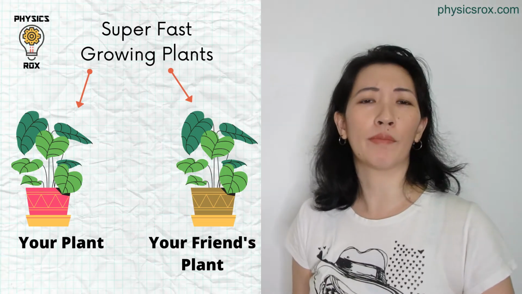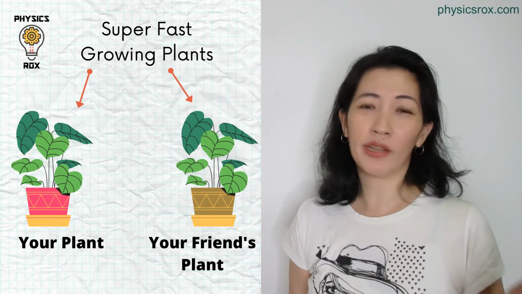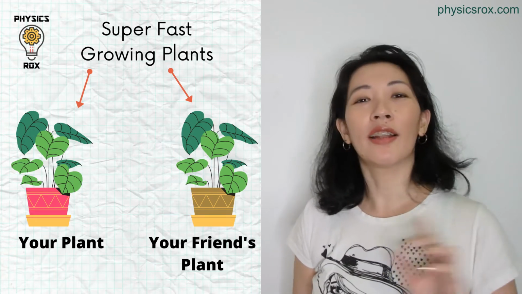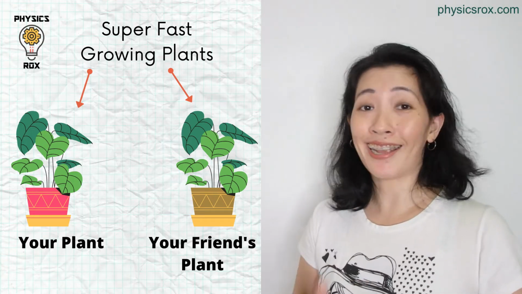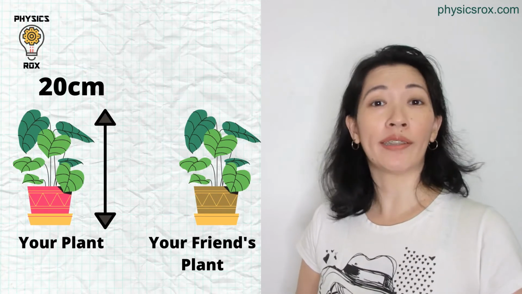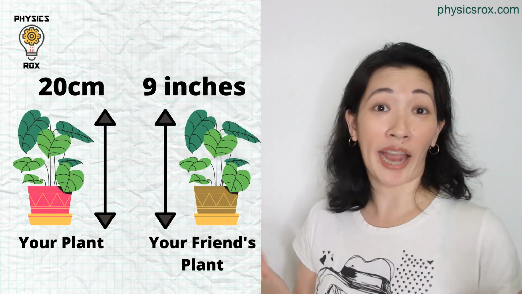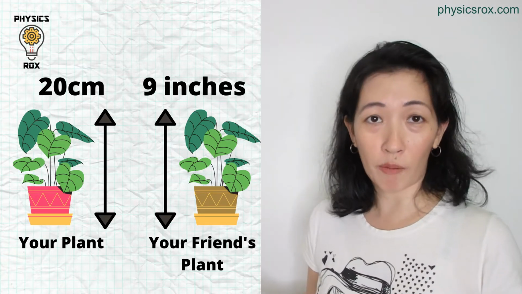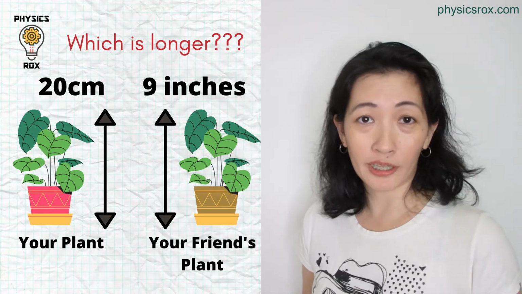Let's have a simple example. Say you and your friend are running the same kind of experiment. Think of it as a competition if you like. Let's say both of you are planting a plant. At the end of the 2-week period, you measured your plant and you got a value of 20 centimeters. Then your friend measured his plant and he got a value of 9 inches. So now you've got to compare 20 centimeters against 9 inches. Who's got the longer plant?